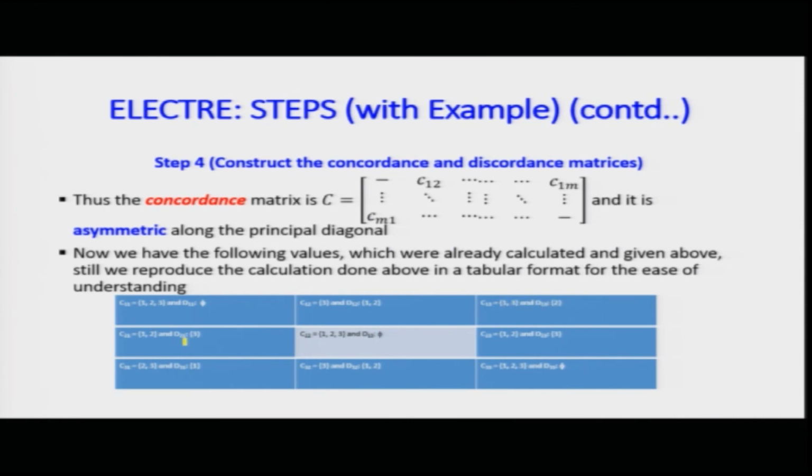If I go into the second row, C is 1, 2, D is 3. In the element 3 comma 2, it is 1, 2 that are C, D is 3. In 3 comma 1, 2 and 3 are C, D is 1, and in the cell 3 comma 2, 3 is C and 1, 2 are D.